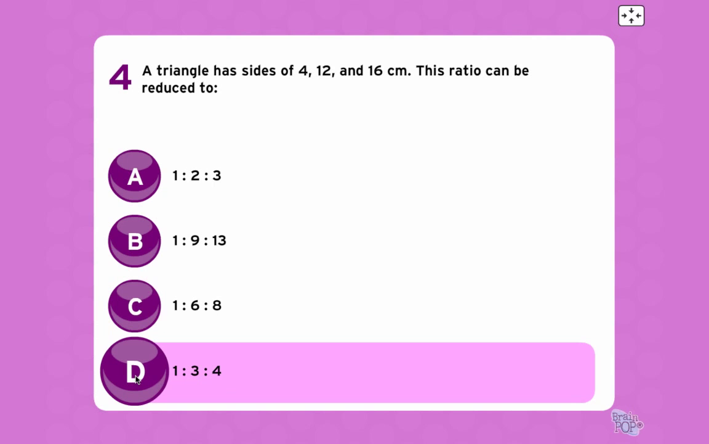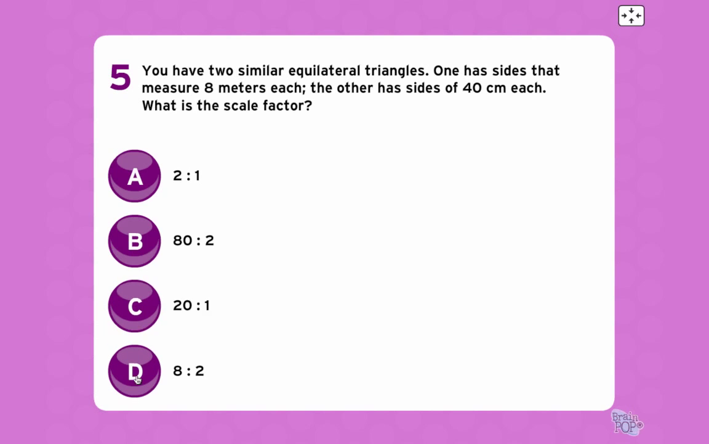You have two similar equilateral triangles. One has sides that measure 8 meters each. The other has sides of 40 centimeters each. What is the scale factor? So in other words, how much bigger is this second triangle? Oh, wow, and they're talking about meters too. So we got to convert the meters into centimeters.